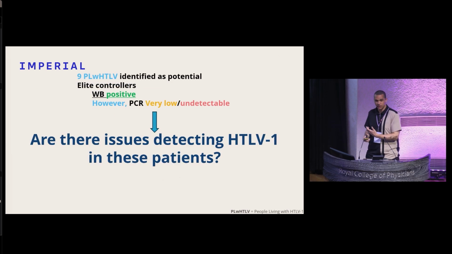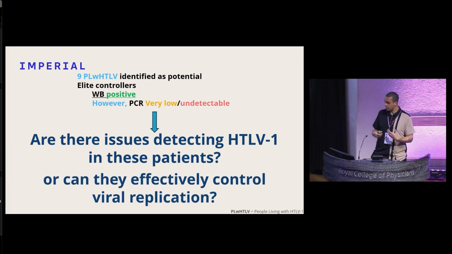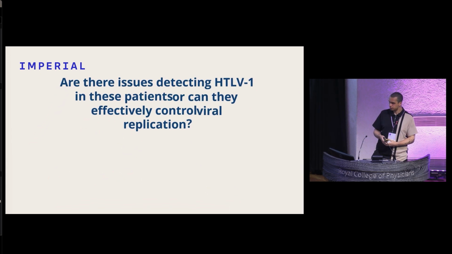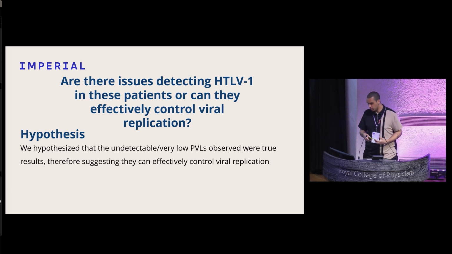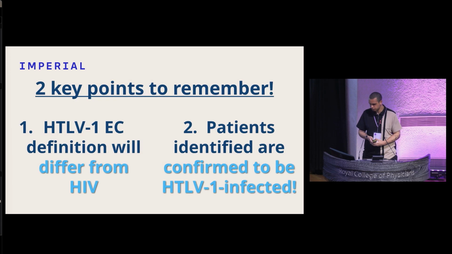So some of the questions we had from this were, are there actually issues with detecting HTLV1 provirus in these patients, or can they actually effectively control the viral replication to the degree that we're not detecting it in their blood? So we hypothesized that these undetectable or very low proviral load results were true results, therefore suggesting that these patients can actually effectively control viral replication.